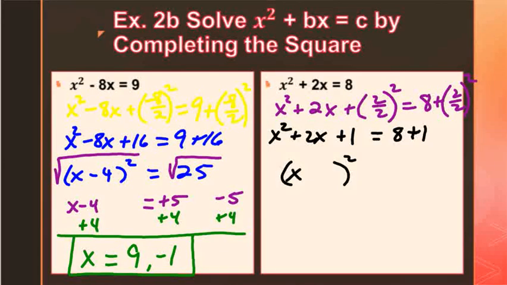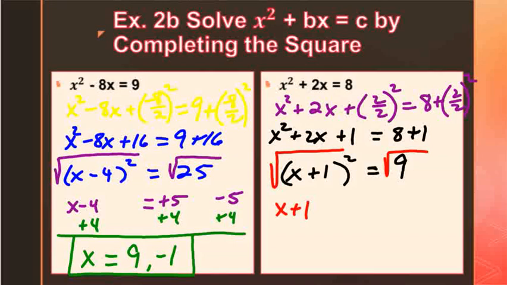What do I multiply to get 1, but add them together gives me 2? That's a plus 1. This side equals 9. To undo a square, find the square root of both sides. So now I have x plus 1 equals a positive and a negative 3.